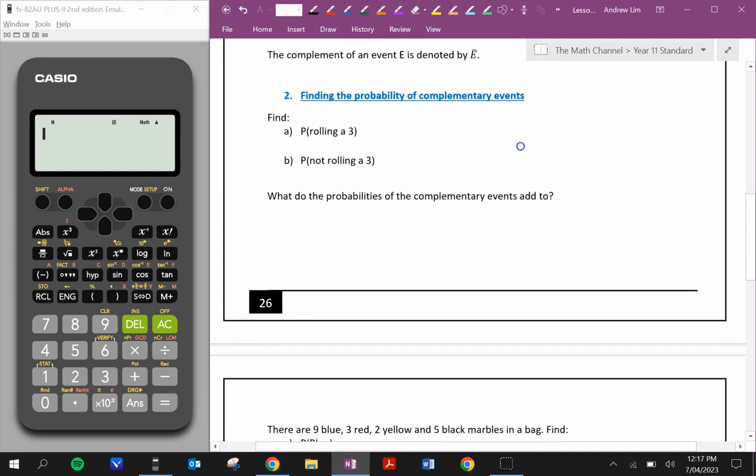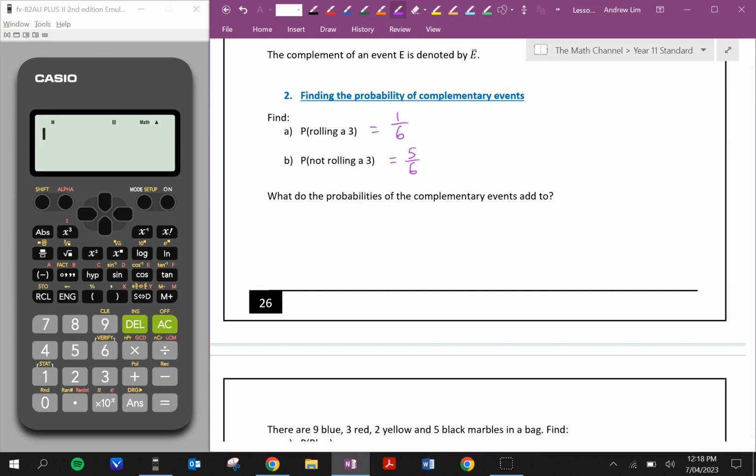So let's have a look at finding the probability of complementary events. Find the probability of rolling a 3. Well, on a fair die, there's only one 3 out of the 6 different outcomes we could get. So the probability of rolling a 3 is 1/6. The probability of not rolling a 3 will be 5 out of 6. That's 1, 2, 4, 5, and 6. That's 5 different outcomes out of the 6.